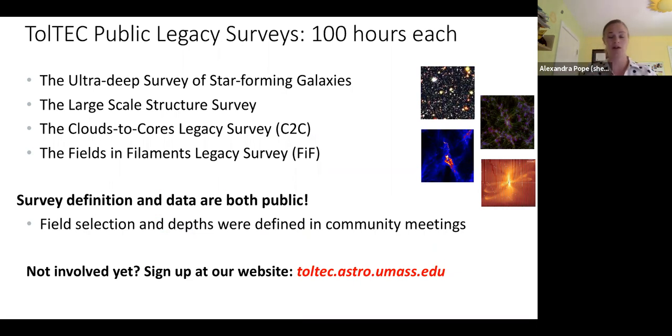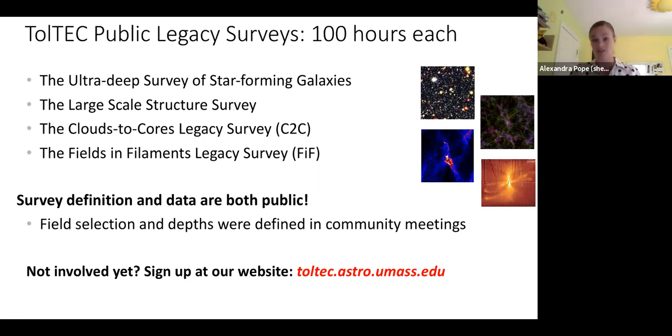And so what we did was we developed 4 working groups for these 4 surveys that are defined here. An ultra deep survey of star forming galaxies, large scale structure survey, clouds to core legacy survey, and fields and filament survey. So there was coordinators for each of these surveys that contacted the community and brought together the working groups.